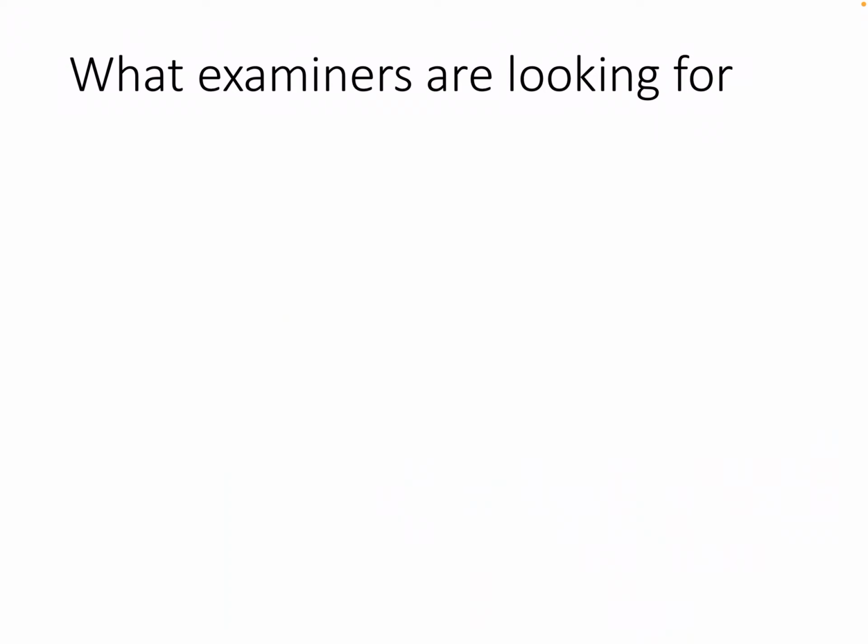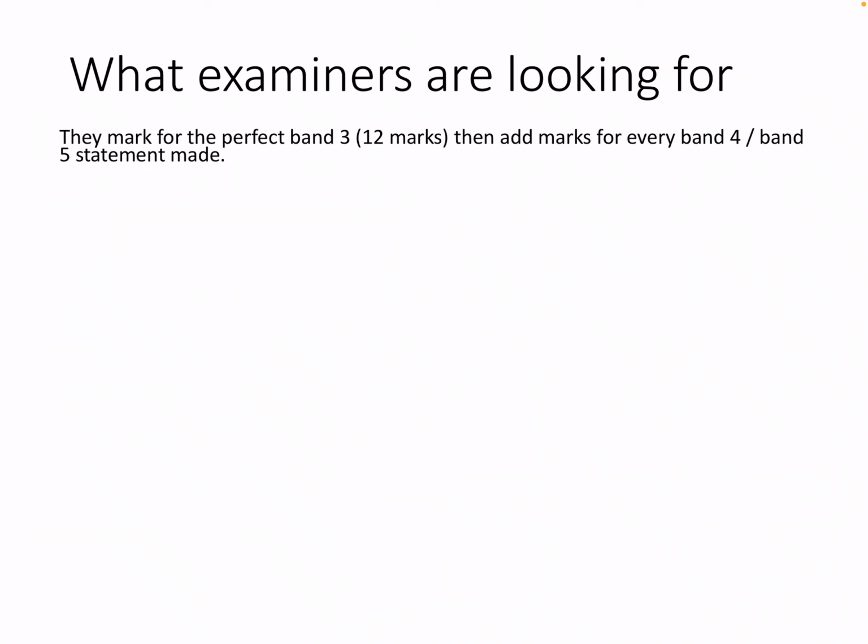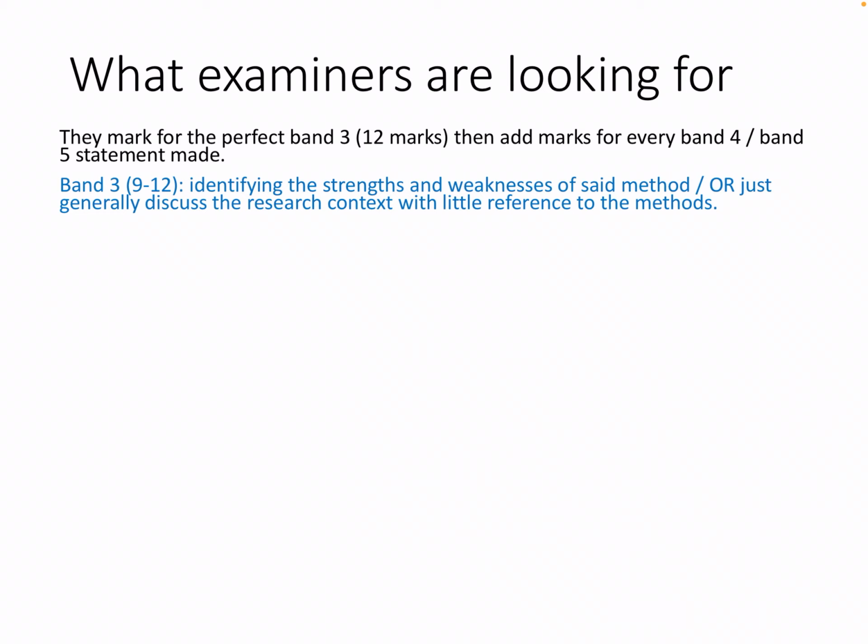So the final slide I want to take you through here is what examiners are looking out for, so you know what you need to almost tick off to make sure you've included in your essay to get towards the top marks, to get above 12 effectively. The way they mark is they mark the perfect band 3, the perfect 12-mark essay, and then we count how many extra points you've done that are band 4 or band 5. So band 3, just to remind you, is when you identify the strengths and weaknesses of a method.